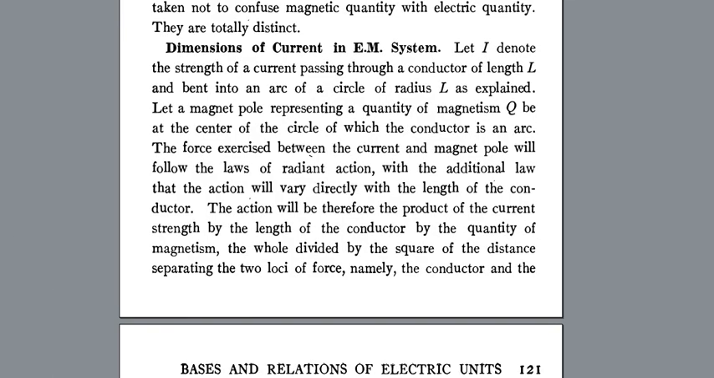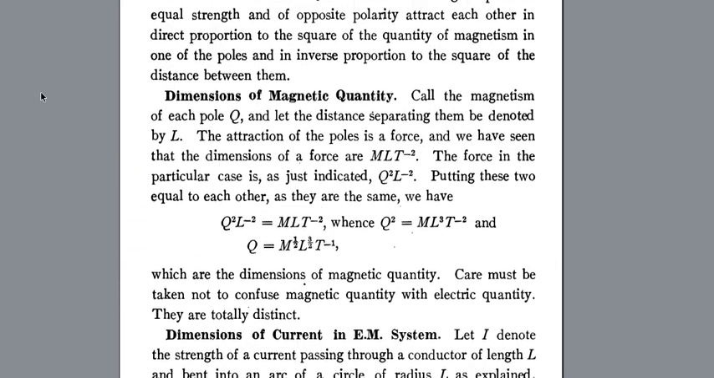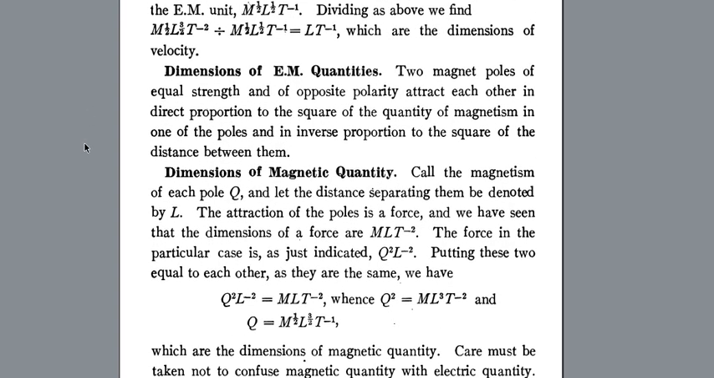Dimensions of electromagnetic quantities. Two magnetic poles of equal strength and opposite polarity attract each other. This attraction is directly proportional to the square of the quantity of magnetism in one of the poles and inversely proportional to the square of the distance between them. Dimensions of magnetic quantity. Let the quantity of magnetism in each pole be represented by Q, and let the distance between the poles be L.